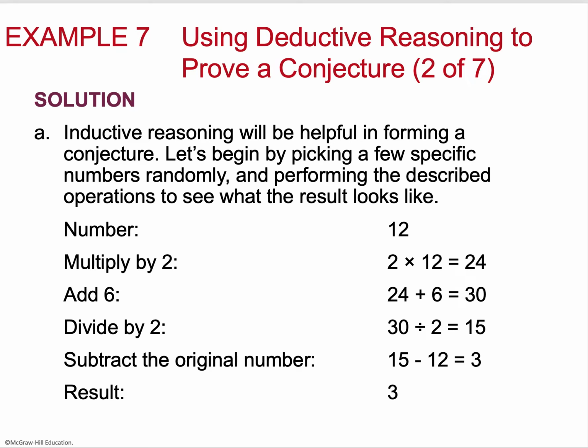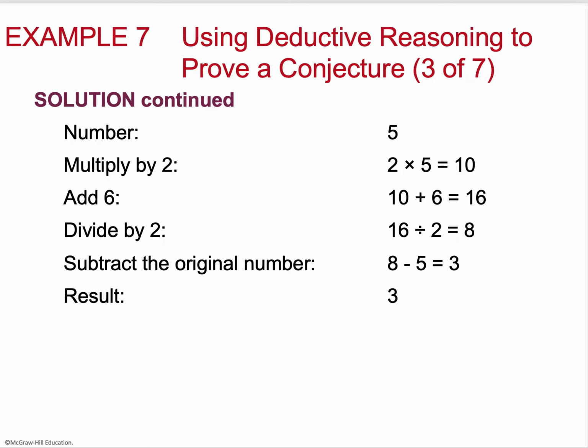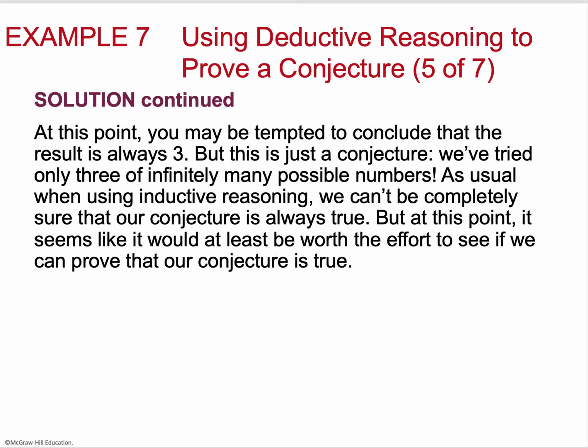So I'm going to do all the math, and my result is 3. I'm multiplying by 2, adding 6, dividing by 2, and I get 3. Same thing, pick the number 43, do all the math, get 3 again. So because I've personally observed the result is 3, I can now use inductive reasoning to say the result is always 3. But let's remember, it's a conjecture. When I use observations of patterns, those are conjectures, not hard and fast absolute truths.